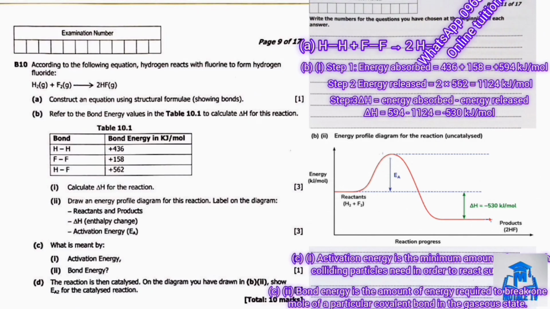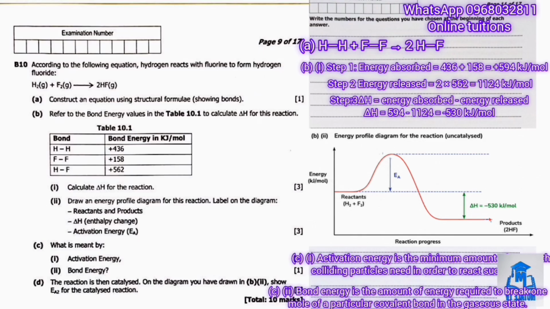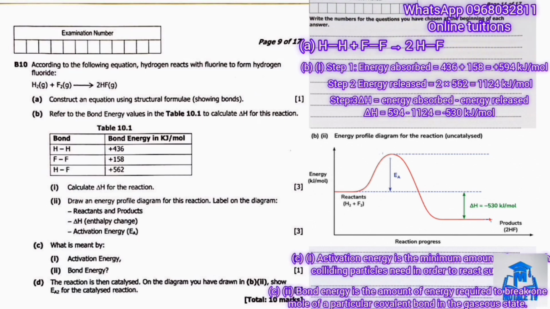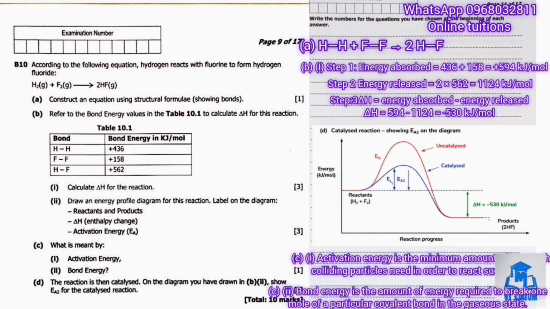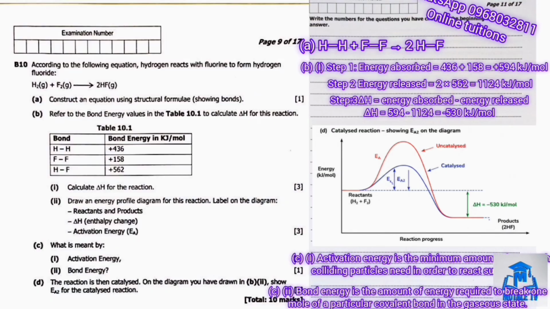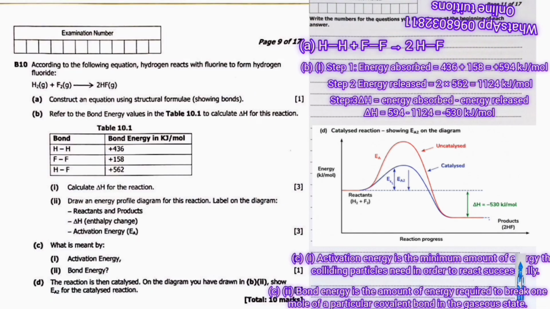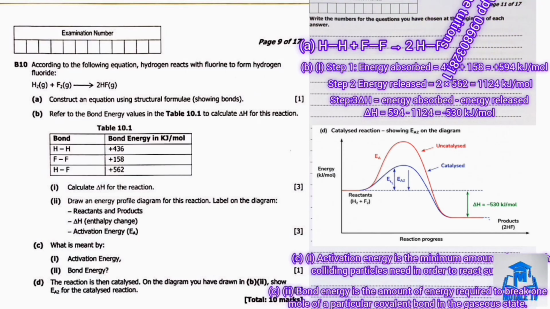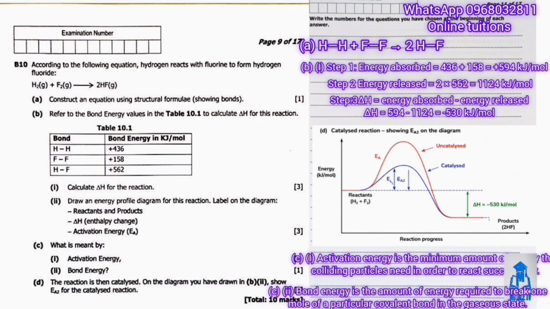Moving on to part D. D tells us the reaction is then catalyzed and asks us to show EA2 for the catalyzed reaction on our diagram. When a catalyst is added, it provides an alternative pathway with a lower activation energy. So on the same diagram, you would draw a second curve with a lower peak than the original one, and just beneath it, you label this lower peak as EA2, showing that less energy is needed to start the reaction when a catalyst is present. And that's question B10 complete.